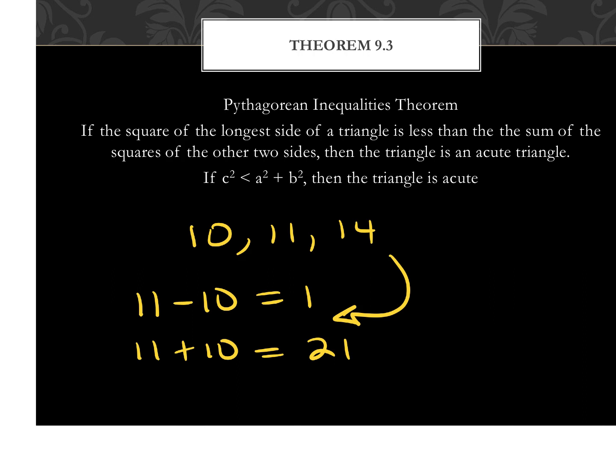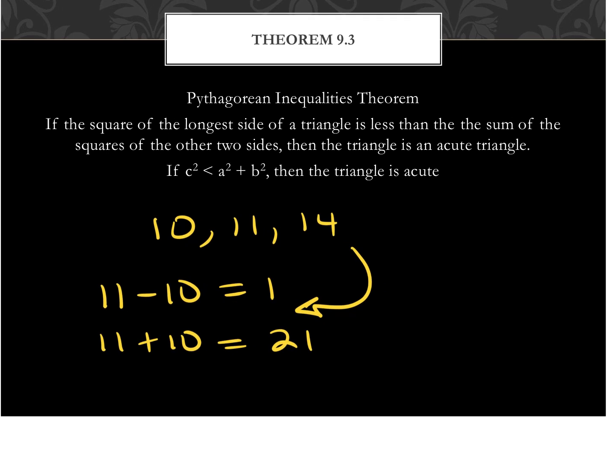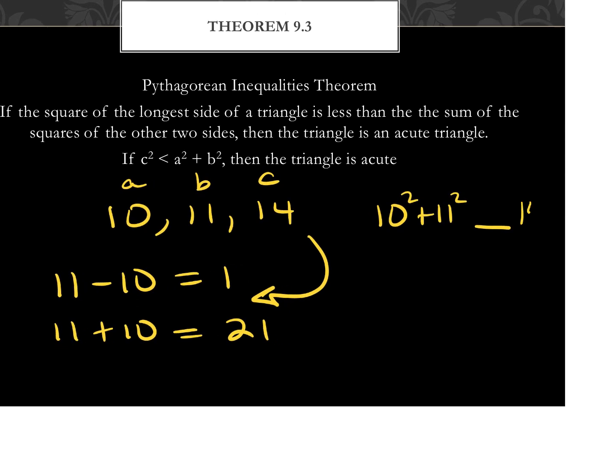So now I'm going to take the 10, 11, and 14 and square them all. And again, I could just do this in order. Remember, the C has to be the biggest. So I'm gonna do 10 squared plus 11 squared. I'm just gonna leave a blank here because I don't know if it's gonna be equal, less, or greater. Now, if you'd rather, let's do it the way that they wrote it there. Let's do it with 14 squared. Let's do it how they wrote it here in the theorem.